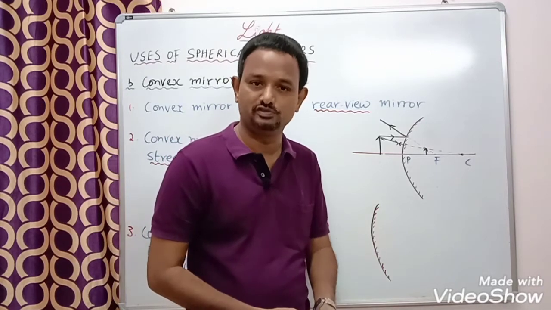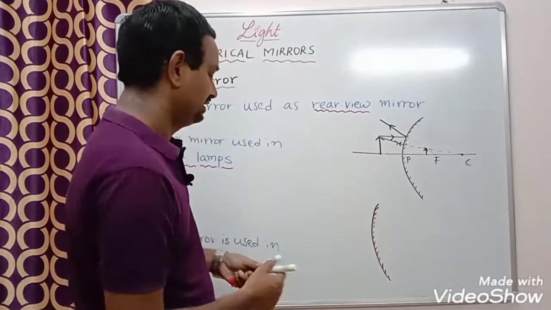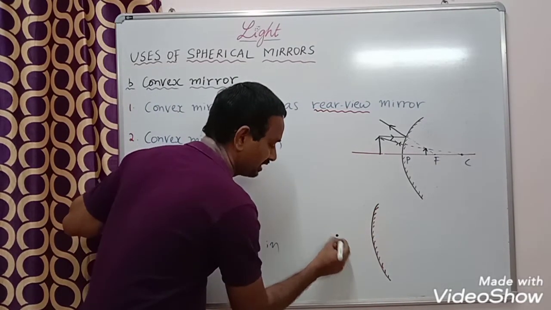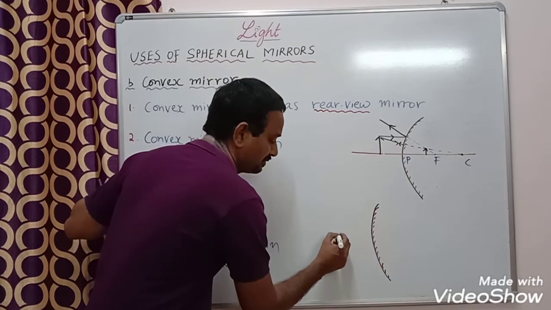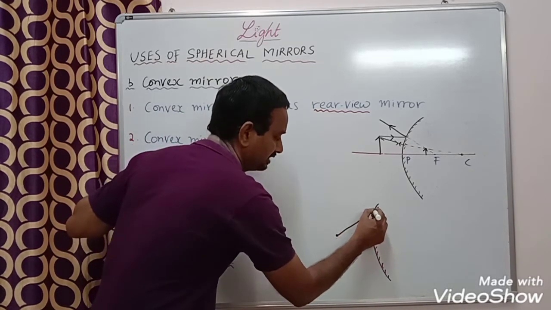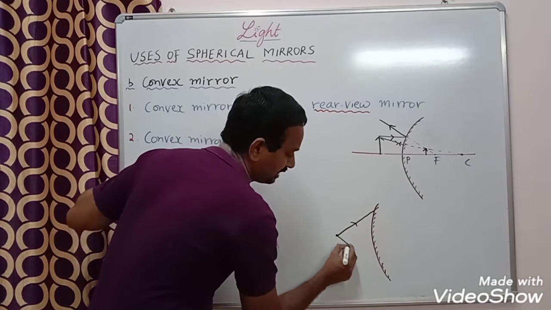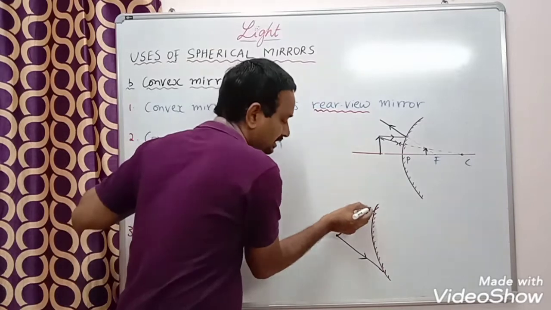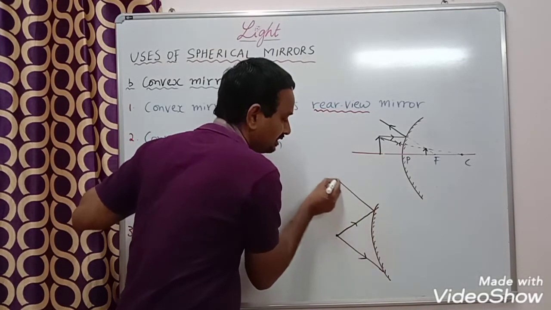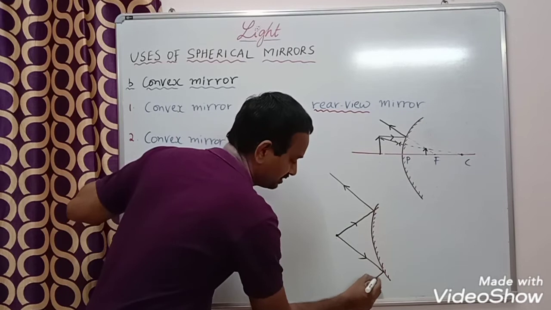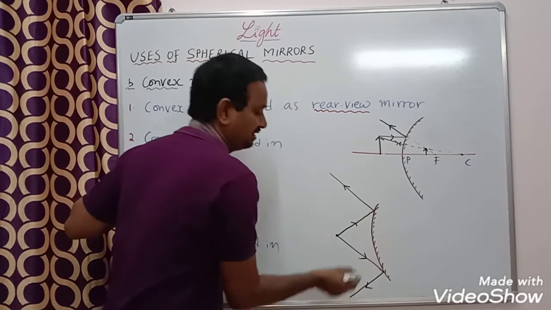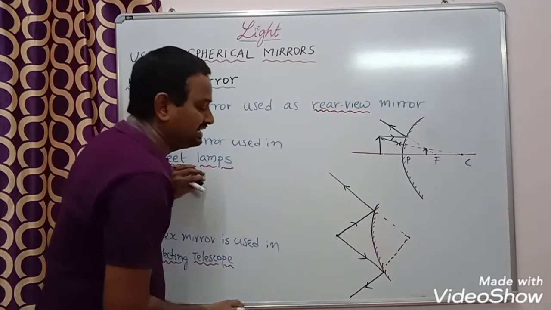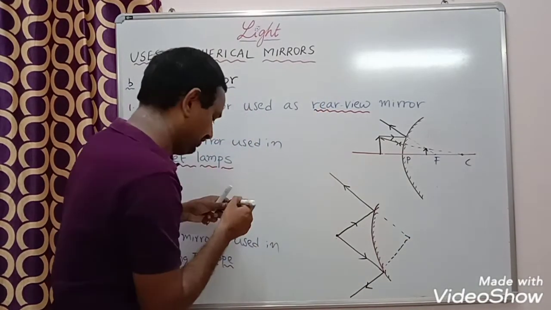What is field of view? Look here. If you take a convex mirror and place an object in front of it, light rays coming from the object are incident on the convex mirror. After reflection they will go like this. That means after reflection they will diverge. You know that.